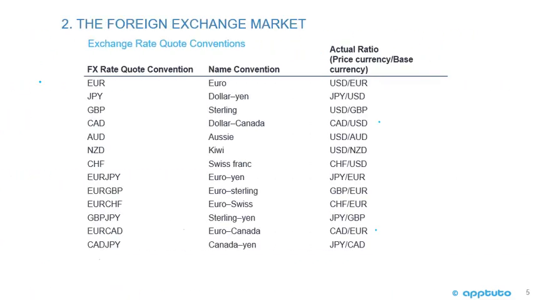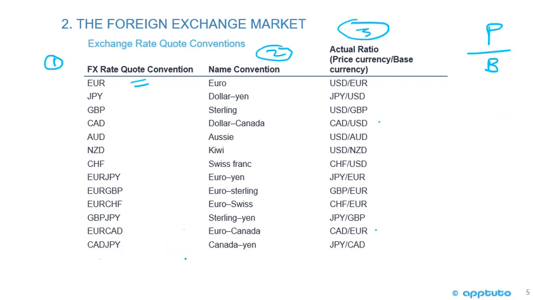Okay, here's a fairly important slide. It comes up a little bit later in the reading, but I thought I'd put it front and center really early because it's really important. So first of all, we've got three columns here. The first column is the FX rate quote convention. Number 2 is the naming convention. And then 3 is the actual ratio, the price currency to the base currency. So it's fairly important that you understand the rate quote convention, the naming convention, and the actual price ratio, okay?